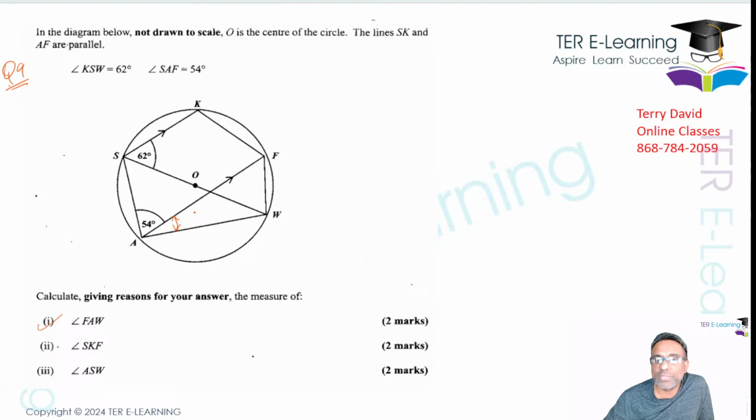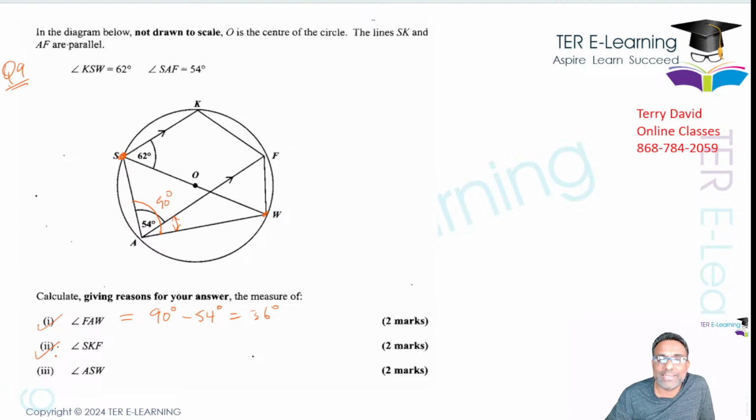Now there are certain rules that we're going to have to use. The line SW is a diameter, so this whole angle here is going to be 90 degrees. Therefore, to work out FAW, it's going to be 90 minus 54. You're going to get 36. So that's the answer for that angle.